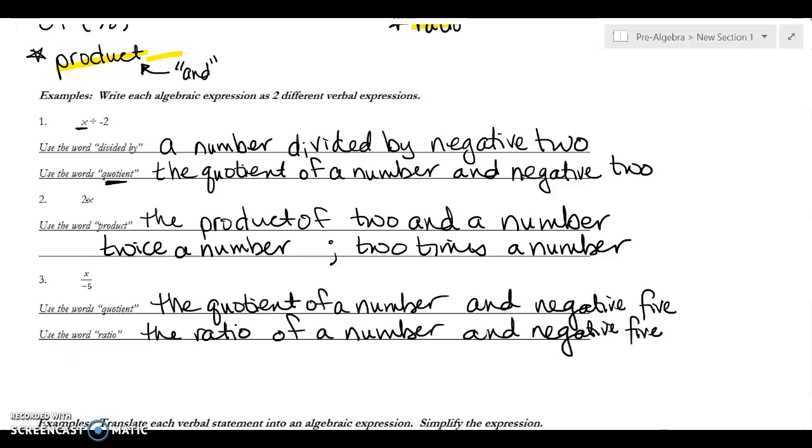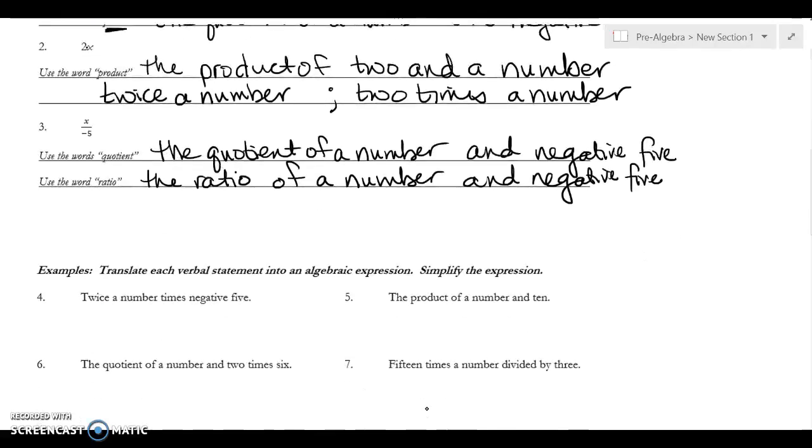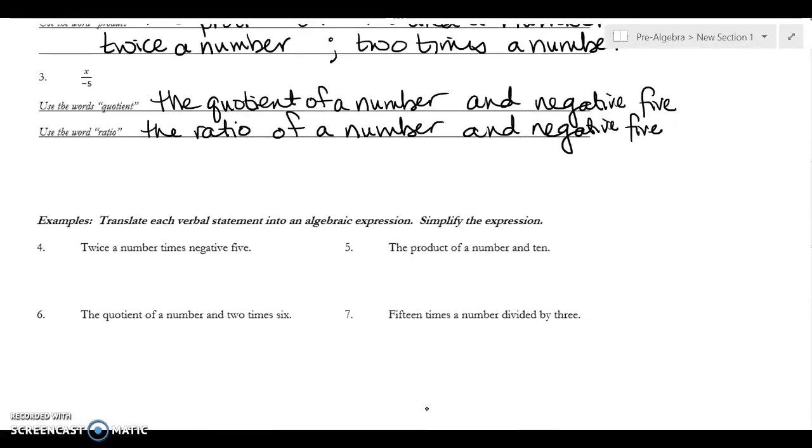Okay, so you should have noticed that quotient and ratio are star words, so they use the word and right here, but they're also at the beginning. So the quotient of a number and -5 and the ratio of a number and -5. All right, now we're going to try these. What I'd like you to do is try these 4 problems and then press play when you think you have it.